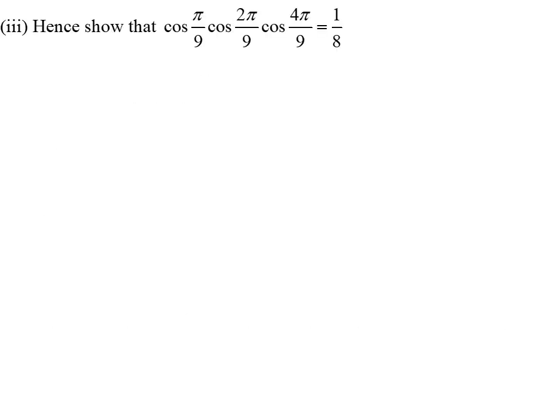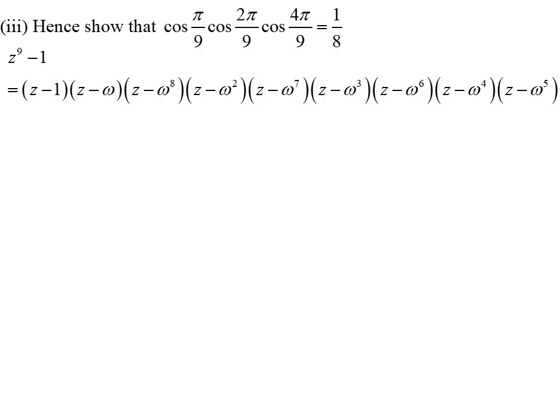Hence go and show this result: the cos of pi on 9 times the cos of 2 pi on 9 times the cos of 4 pi on 9 is equal to 1/8. Z to the power of 9 minus 1 would factorise like so, because we know all the factors.